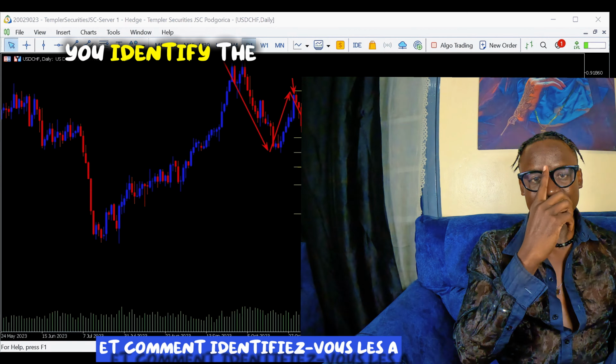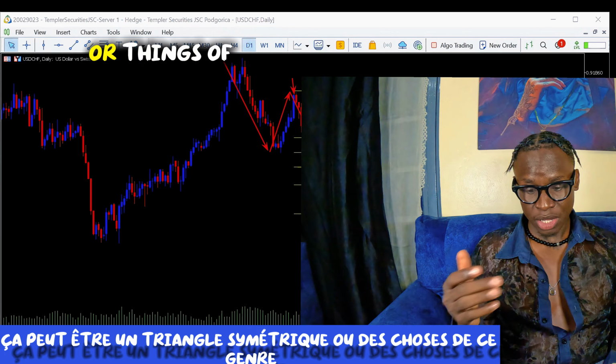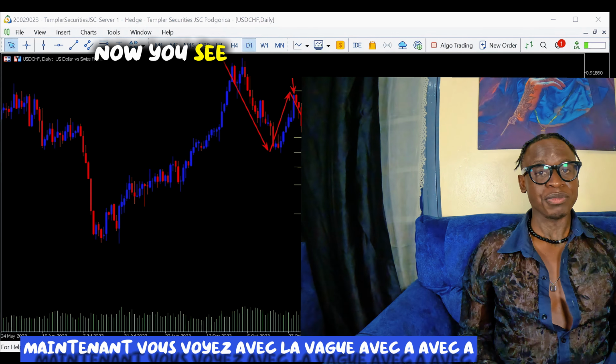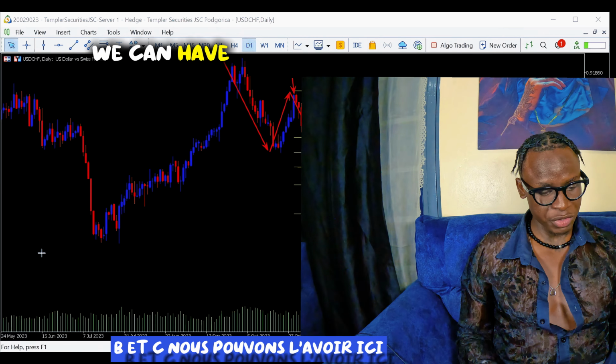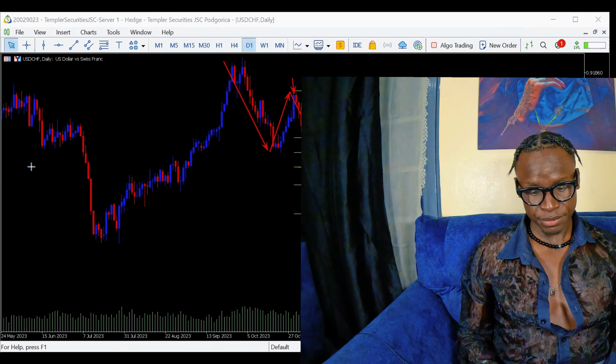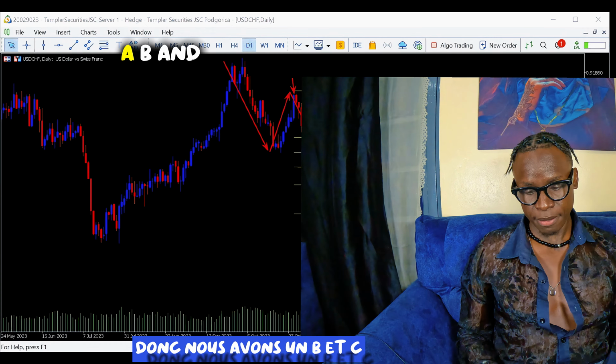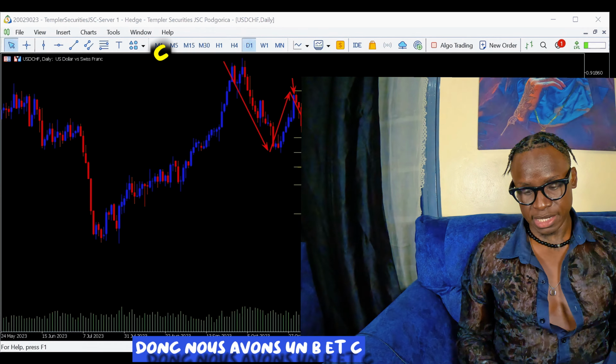And how do we identify the A, B, and C after wave 5? A, B, and C can also create a structure. It can be a symmetrical triangle or things of that sort. Now you see, with the A, B, and C, we can have it over here. Let me change the colors. So we have A, B, and C.